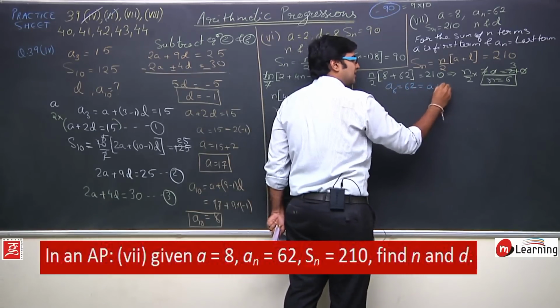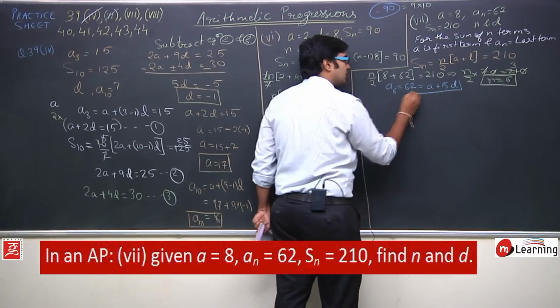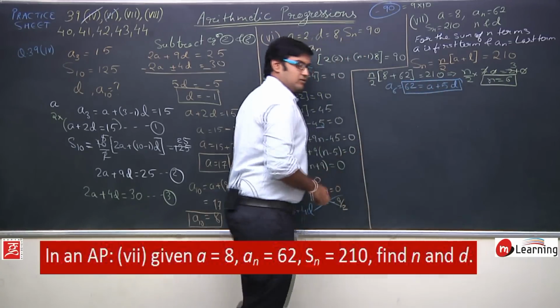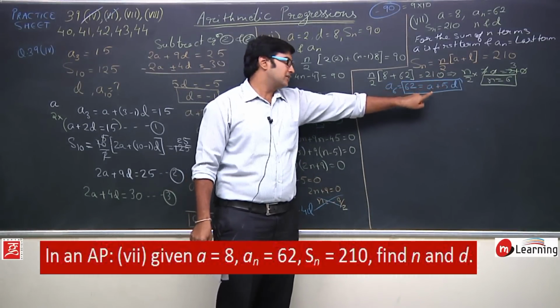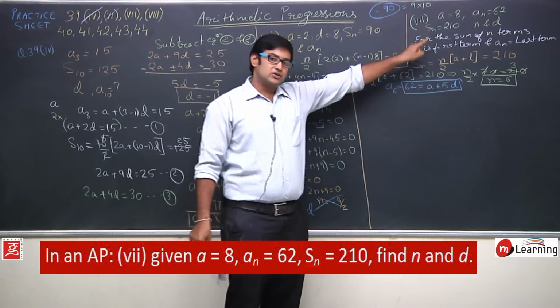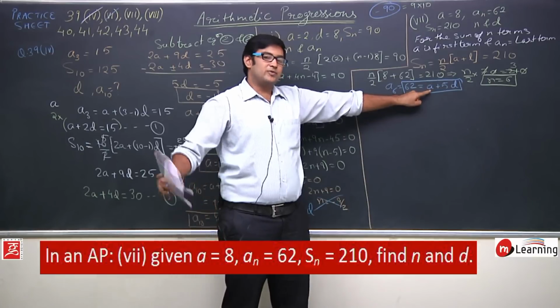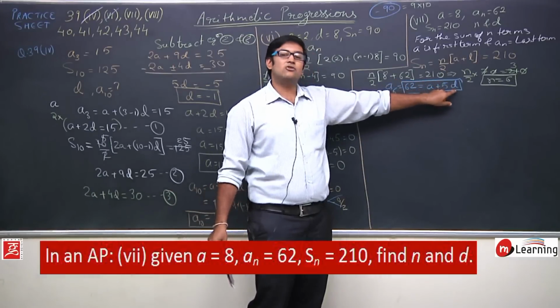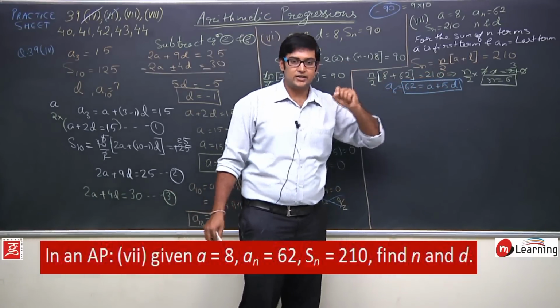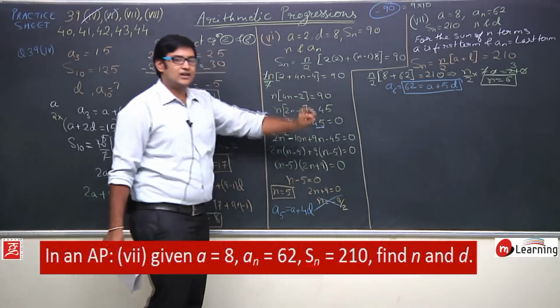What is the value of a6? a6 can be written as a plus 5d. Now try to observe this condition. 62 is equal to a plus 5d, where a is given as 8. So you know the value of a, so this will become a linear equation in one variable and you can very easily calculate the value of d. So it's just a calculation.